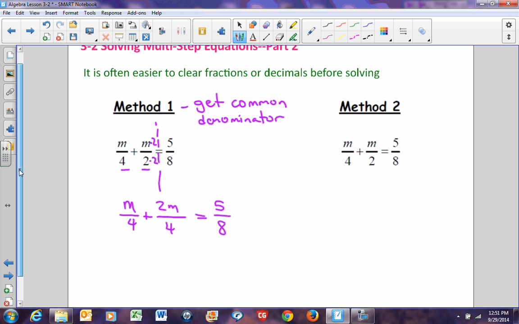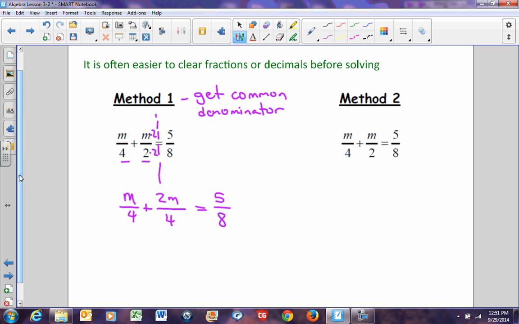So now my equation looks like this. m divided by 4 plus 2m divided by 4 equals 5/8. I can simplify this right here by just taking m plus 2m and getting 3m over 4 equals 5/8. Now I just need to solve this for m by simply multiplying by the reciprocal. So to get m by itself, I'm going to multiply by 4 over 3.